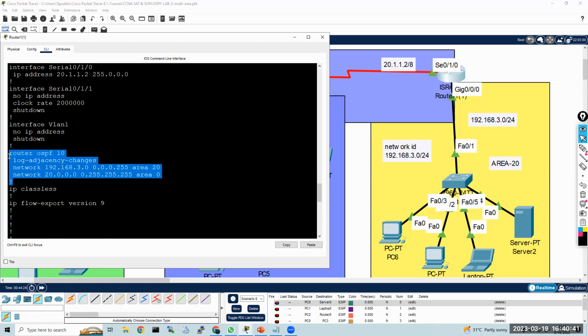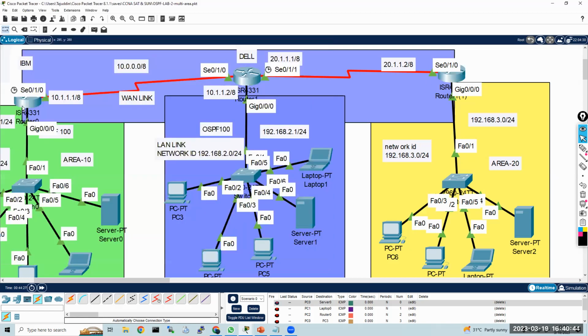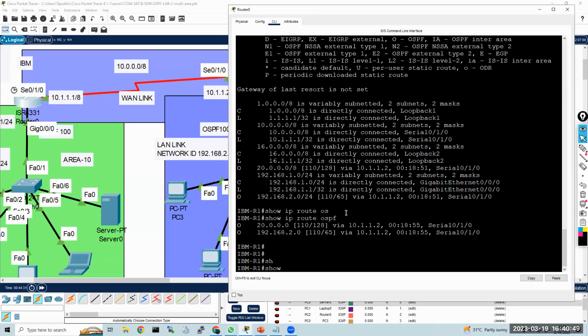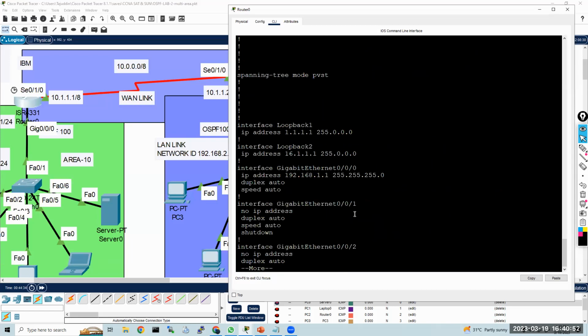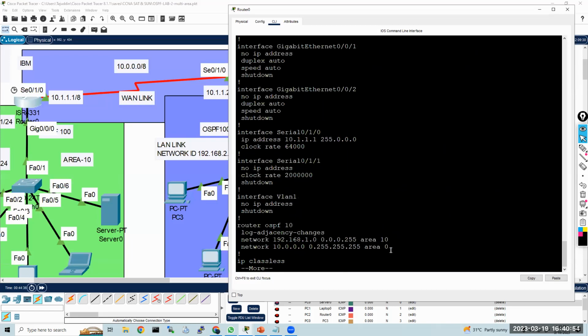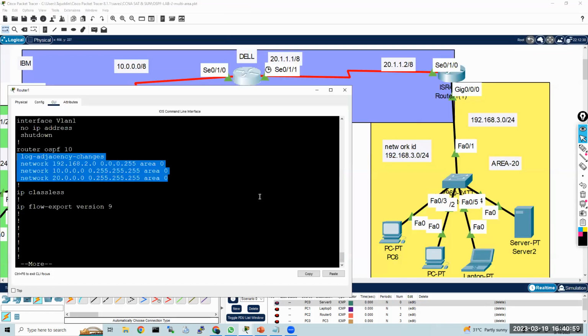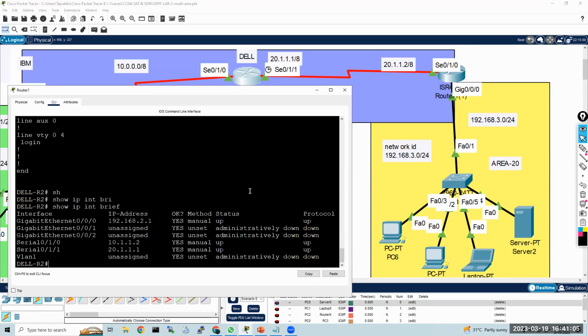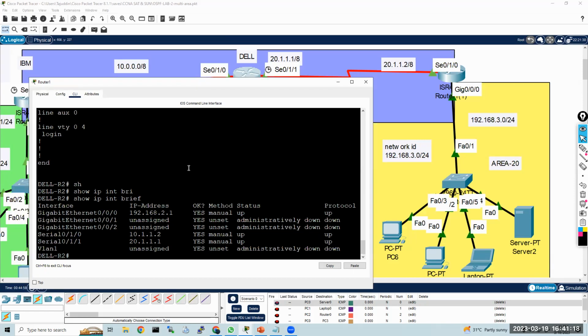Check this is correctly configured, and router 1 also. See, this guy has learned, right? Show IP, show run. 10, same, no problem. And here, there is a problem with only router 2. Why? Check what is the problem with router 2.